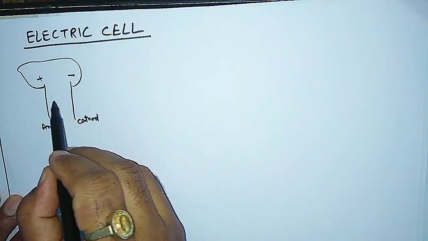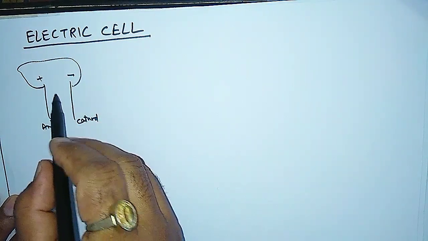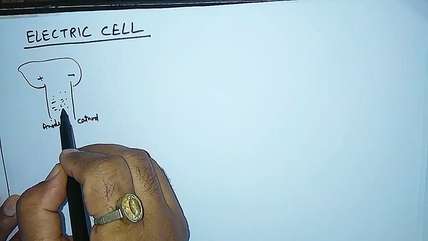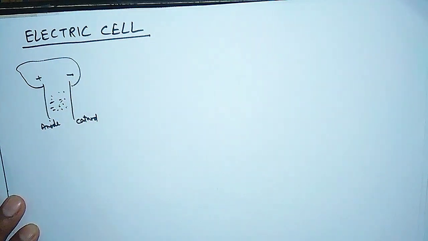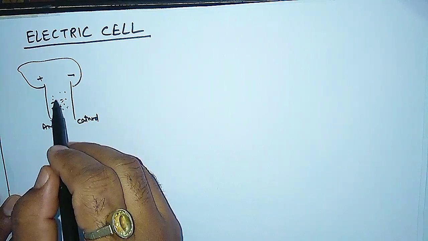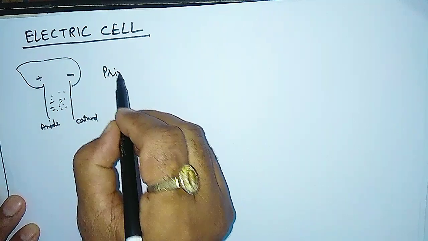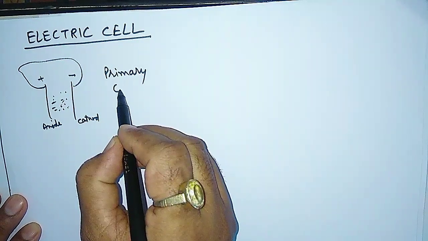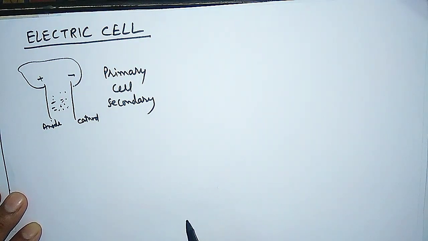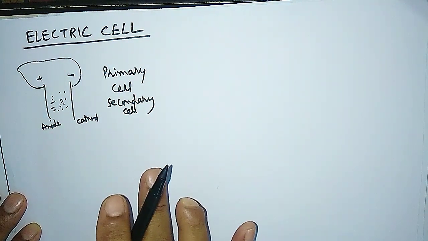Okay, and also, if we talk about the electrochemical cell, it converts chemical energy, that is the energy provided by the electrolytes, into electrical energy. And you know very well, cells are of two types, primary cells and the secondary cells. Primary cells cannot be recharged again and again, and the secondary cell can be recharged again and again. This is the main difference.